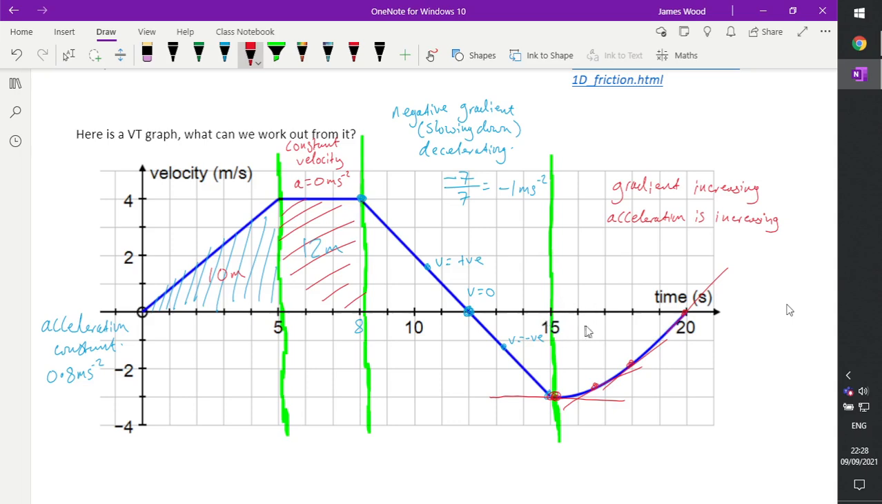If we were going to try and find the area here, then we would have to try and come up with an estimate. Perhaps you could split this area up into some rectangles or some trapeziums and estimate it. But because it's a curve, it's never going to be quite accurate here.